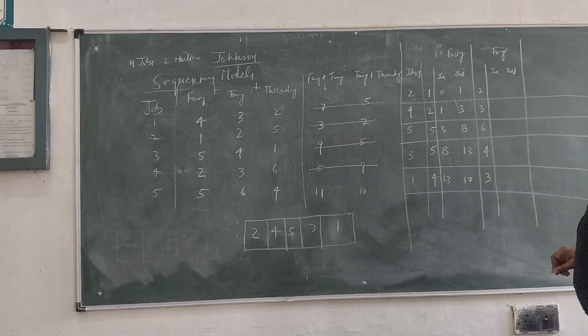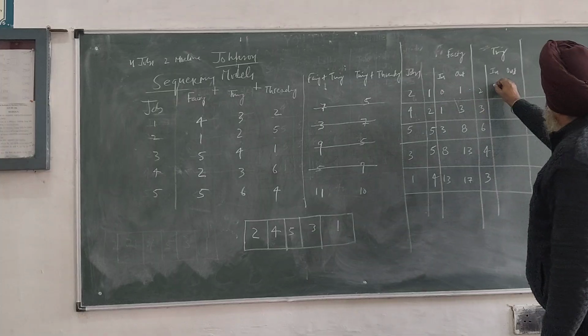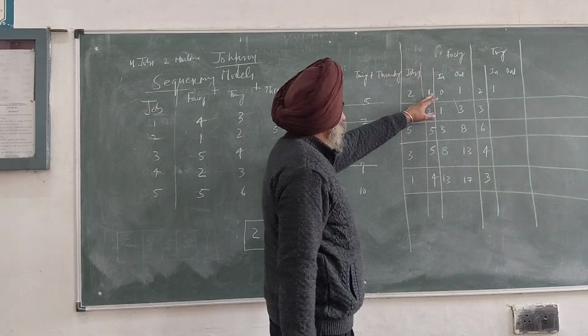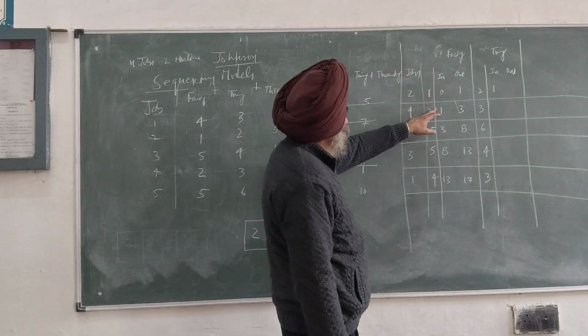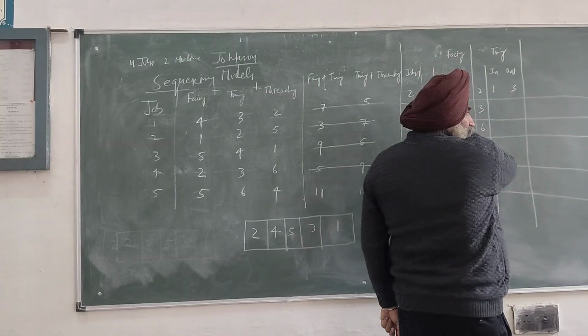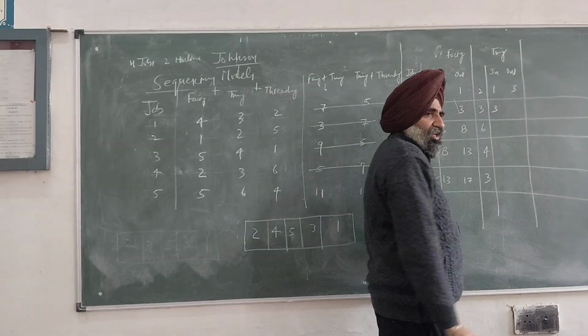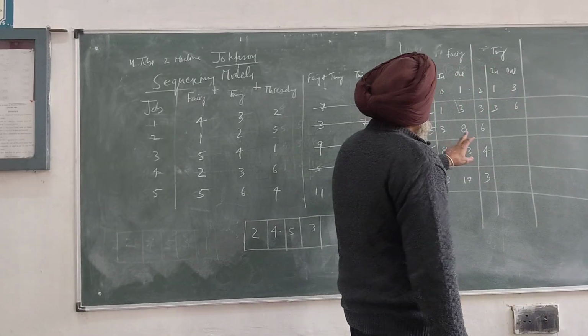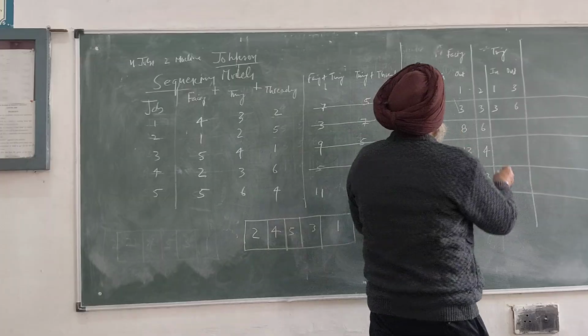Look at here. Means at the first minute, you will get the first job, means you are getting job number 2. It is taking 2 minutes, 3 minutes. And at 3 minutes, you are getting job number 3. 3 plus 3, this is 6. Clear? At the 8th minute, you are getting job number 5.